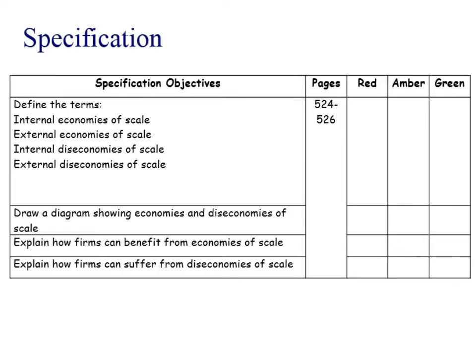So the specification says that you need to be able to understand what internal and external economies and diseconomies of scale are. They really emphasise this diagram drawing part of the course. They've never asked for a question on that before, but they did emphasise it on a course that I went on once. So make sure you can draw the diagram and explain how firms can benefit from economies of scale and how they can suffer from diseconomies of scale.